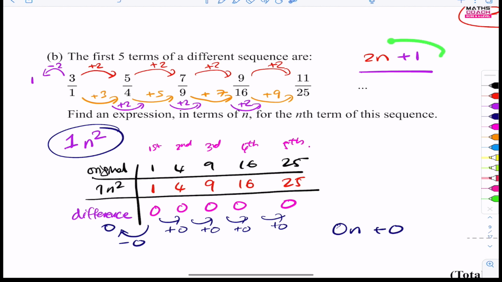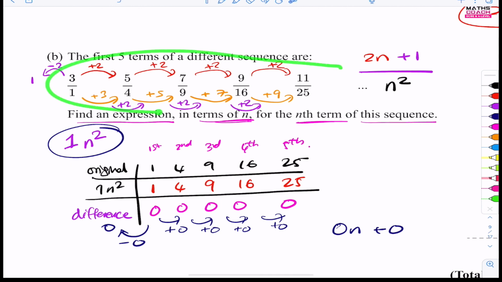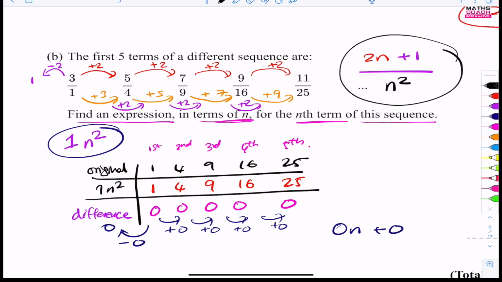But if we go back here, the answer to that, the rule, we're going to put it down. So it's going to be n squared. We don't need to write the 1 anymore. So our final answer for an expression in terms of n, for the nth term of this sequence, this whole sequence right here, is this, 2n plus 1 over n squared.